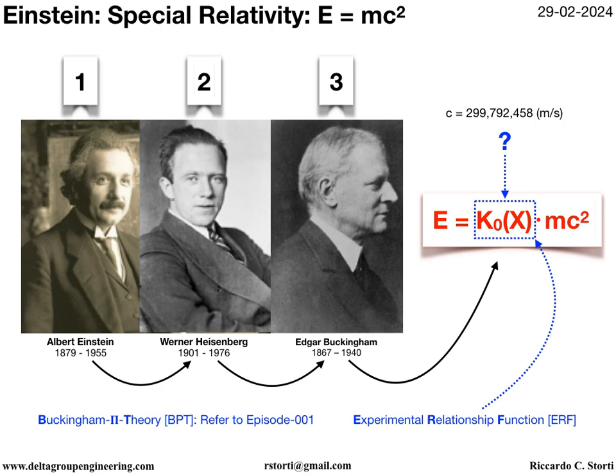To achieve this, we're going to look at three characters: Albert Einstein, Werner Heisenberg and Edgar Buckingham. The journey begins with Einstein, so let's start with him. E equals mc squared literally states that mass and energy are equivalent. In fact, it states that they are precisely the same thing. That is, they are different sides of the same coin. However, Heisenberg's uncertainty principle has a problem with this position.